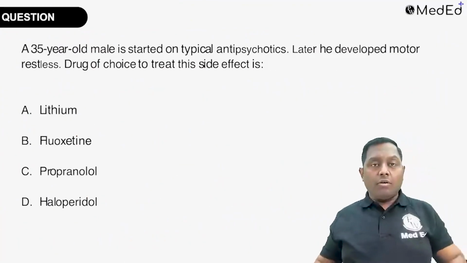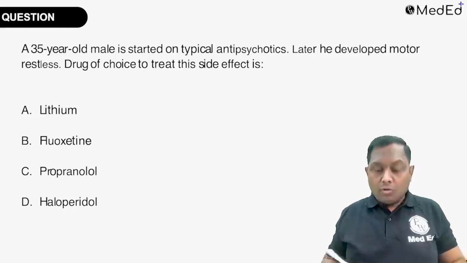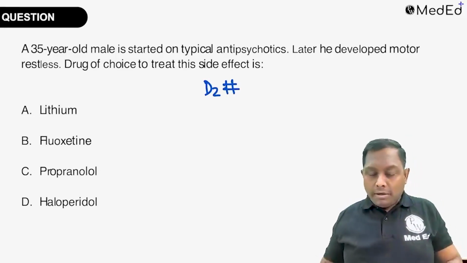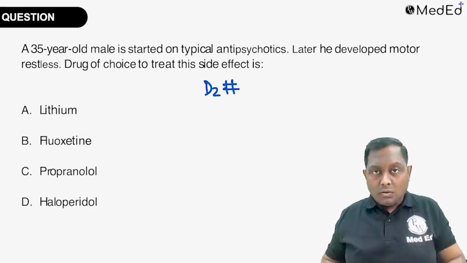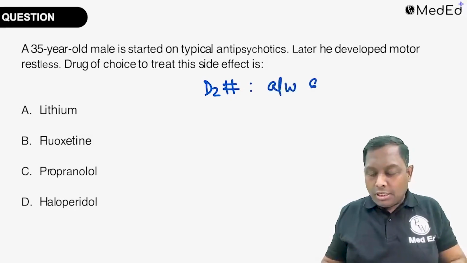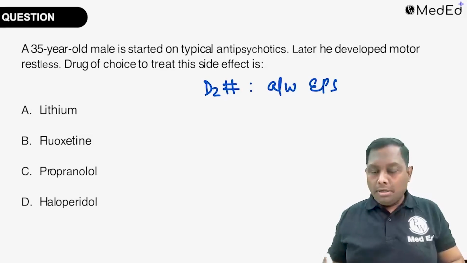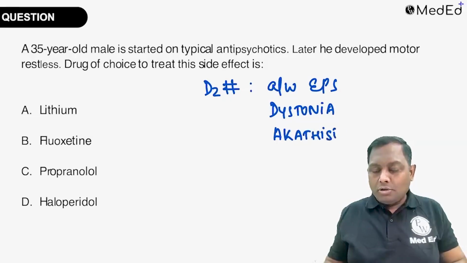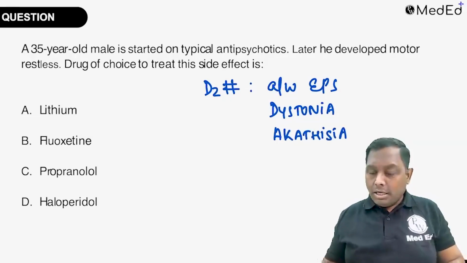So a 35-year-old male is started on typical antipsychotics. All the typical antipsychotics are mainly D2 blockers. Later he developed motor restlessness. Okay, so all the D2 antagonists are going to be associated with extrapyramidal symptoms like dystonia, akathisia. Akathisia is motor restlessness without source of anxiety.